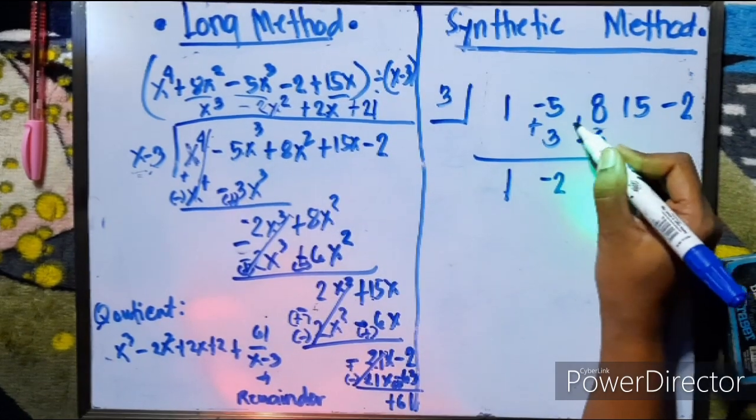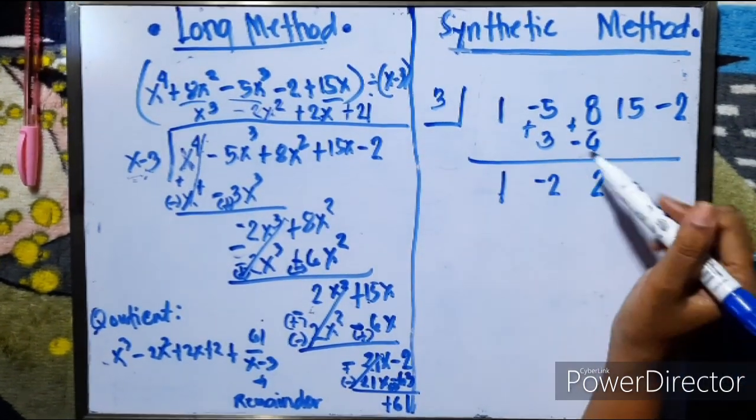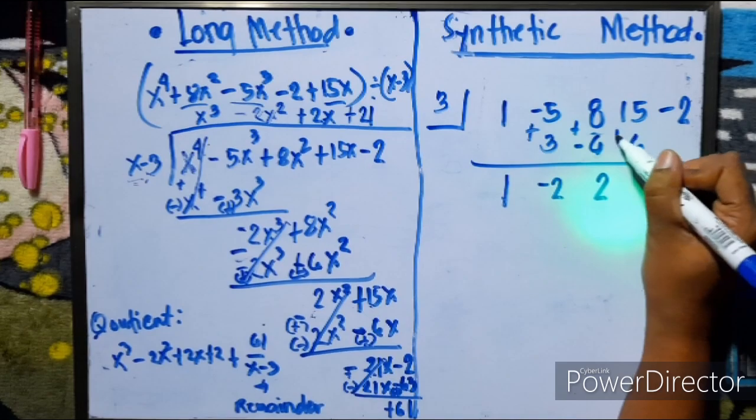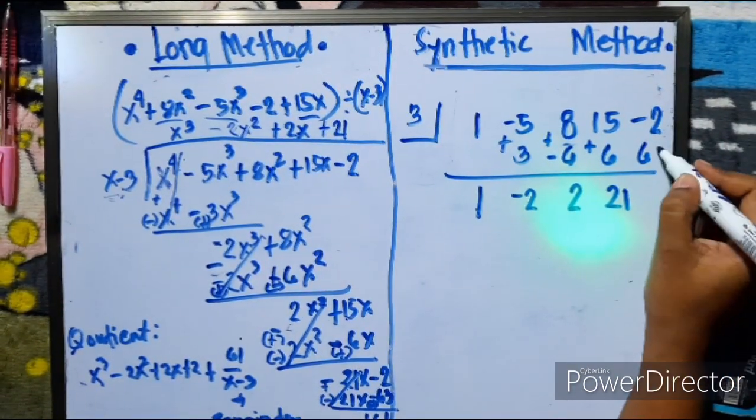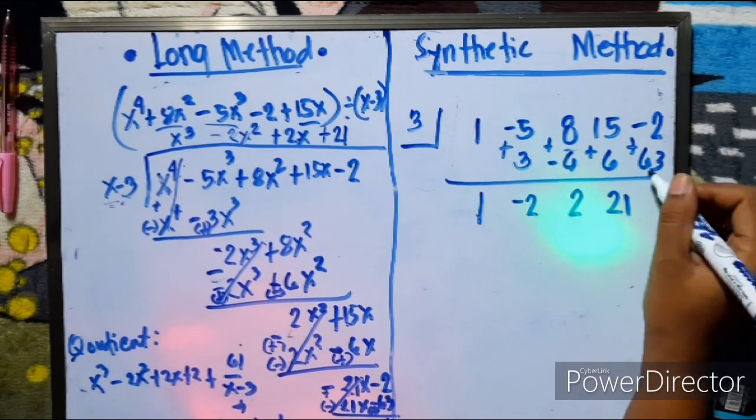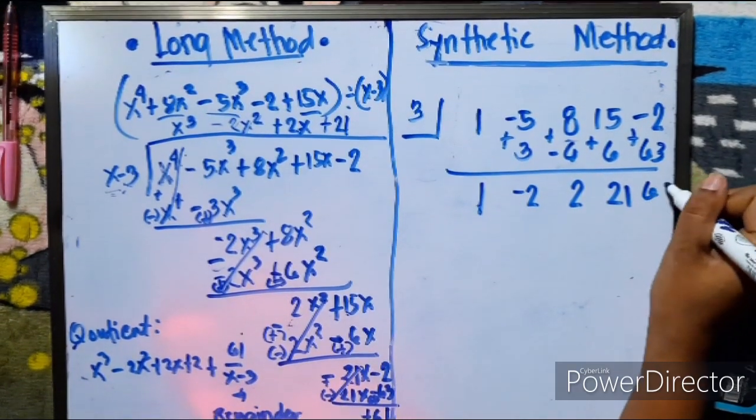Add. That is positive 2. Multiply. 2 times 3 is 6. Add. That is 21. 21 times 3, that is 63. Add. This is negative 2, this is positive 63. Add. Now we have 61.